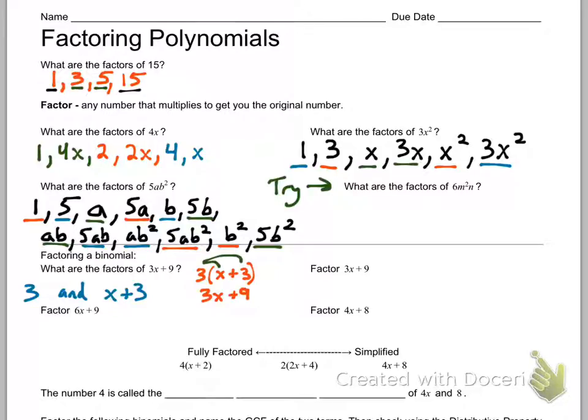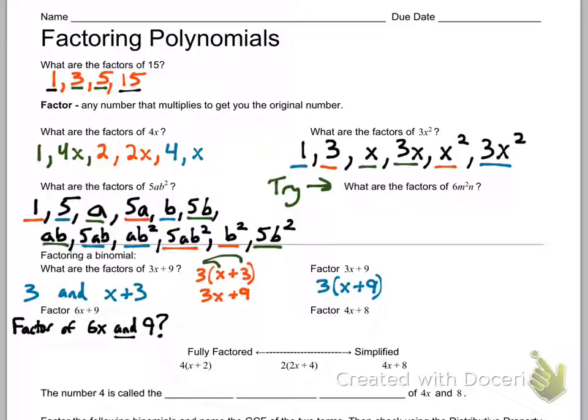So when I say to factor 3x plus 9, you don't have to write them out separately like that. You can write them multiplied together just like this. So if I say factor 3x plus 9, you can say 3 times the quantity x plus 3. Let's try the next problem together, and I'll show you how I got those numbers. So when I say factor 6x plus 9, what I'm first asking is, what number is a factor of 6x and 9? Well, I see that 3 goes into both of them.